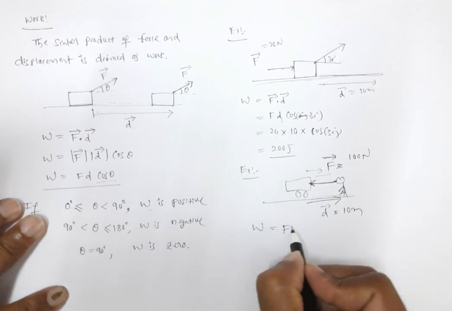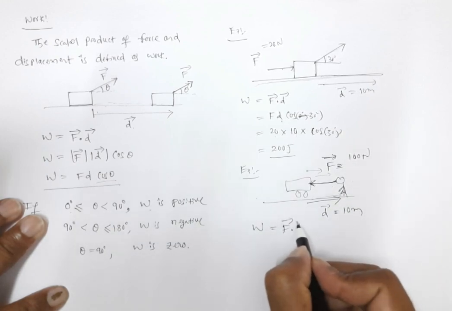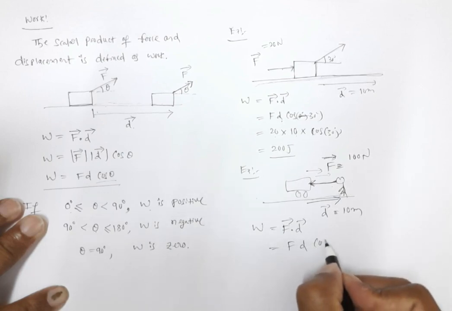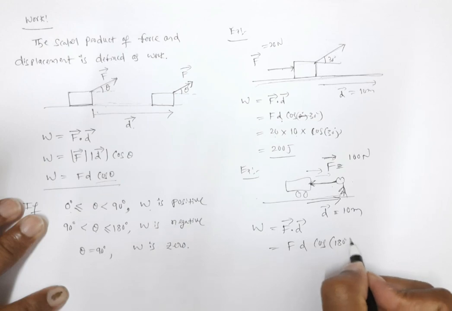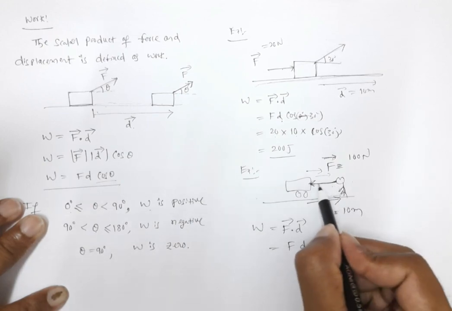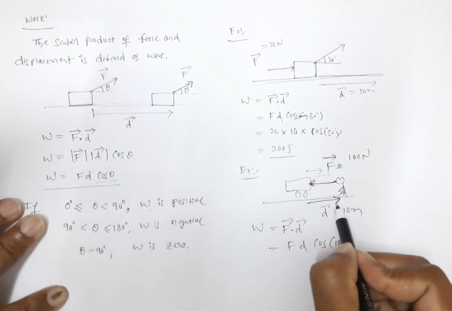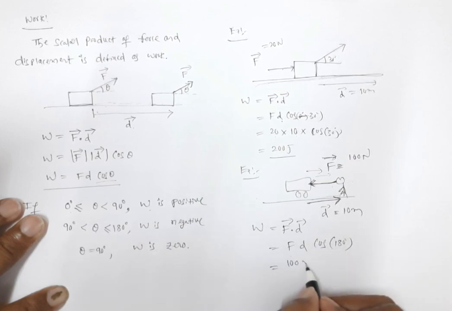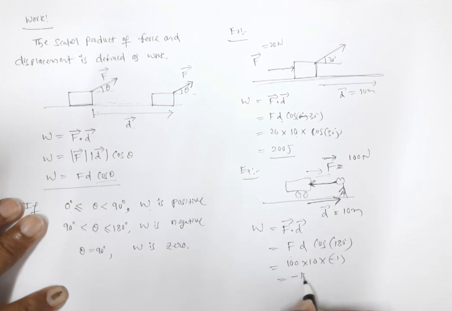How do we calculate work done? The scalar product of force and displacement. So F into D into cos of how much? 180 degrees, because force is in this direction, but the displacement is in the opposite direction. So the angle between force and displacement is 180 degrees. So cos of 180 is minus 1. F is 100 and D is 10, cos of 180 is minus 1. So what is the work done? Minus 1000 joules. That means work done may be positive, may be negative, may be 0 also.